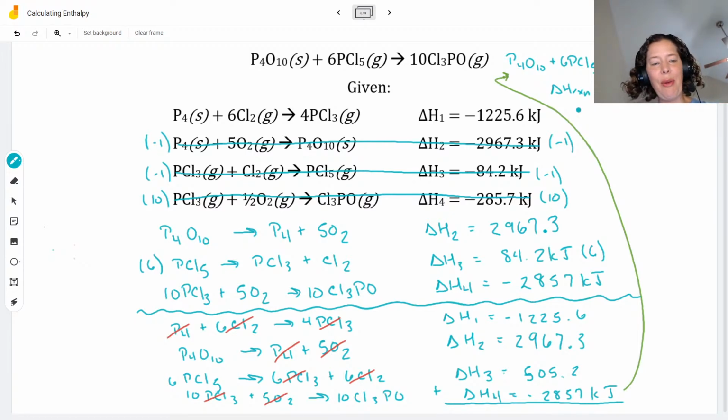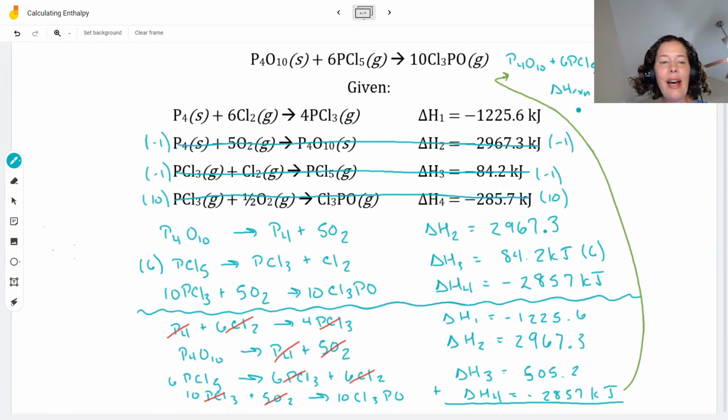Okay, whew. That was a long problem. That definitely took some thinking and some working around, but we got to our final reaction, and we got to our final delta H of reaction as well. So let's see, are there any questions on this one? Okay, no questions on this one.